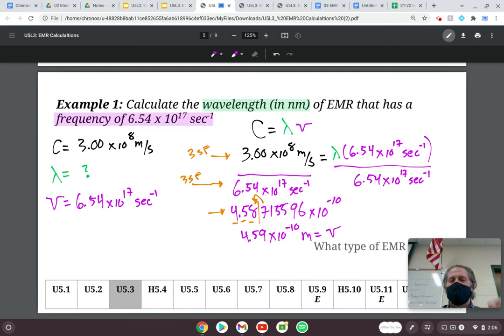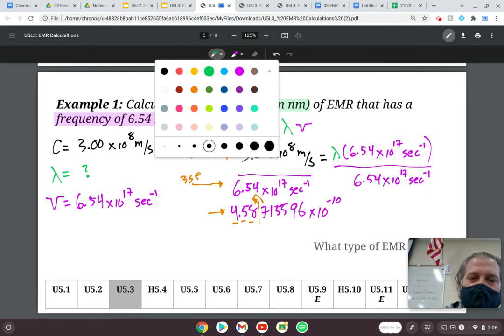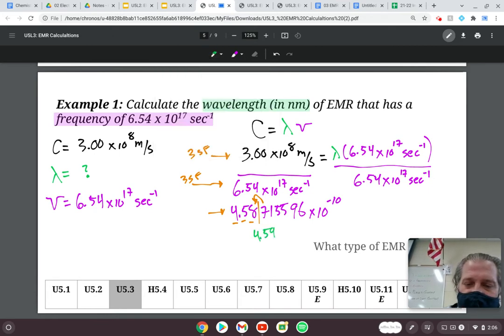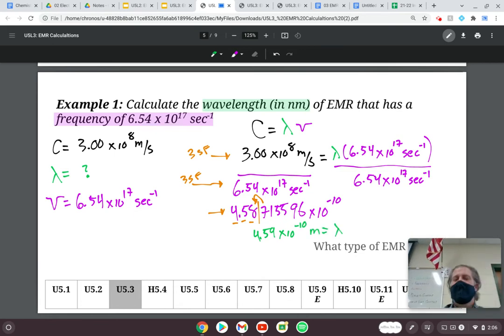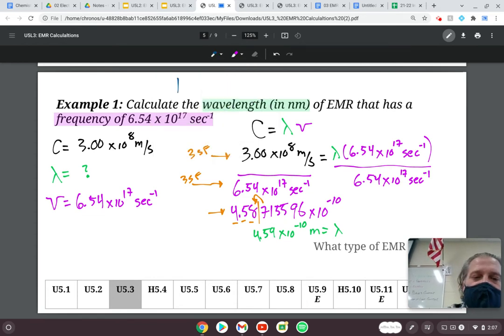Shoot, I did that in the wrong color. So here's the problem: 4.59 times 10 to the negative 10, and that's going to be meters. It says calculate the wavelength in nanometers. The formula has to be done in meters, so we now need one extra step, which is convert meters to nanometers. If you may or may not remember from a million years ago, 1 meter is equal to 1.0 times 10 to the 9th nanometers.